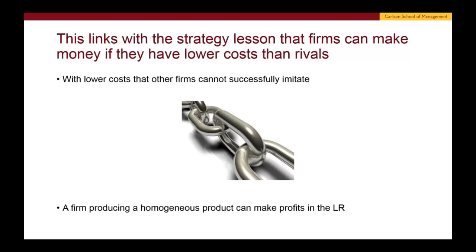But before you get too depressed about the idea of zero profits in long-run equilibrium in this model, just remember that a firm producing a homogeneous product, that is, a product identical to the products offered by its rivals, can still make profits if it has lower costs that other firms can't imitate.